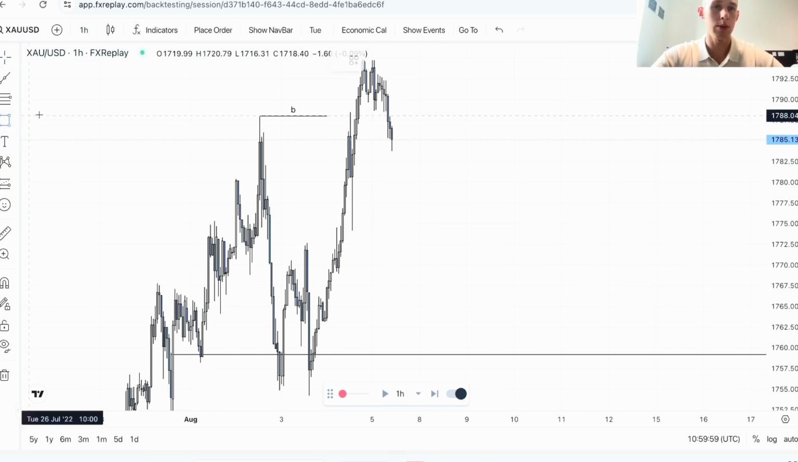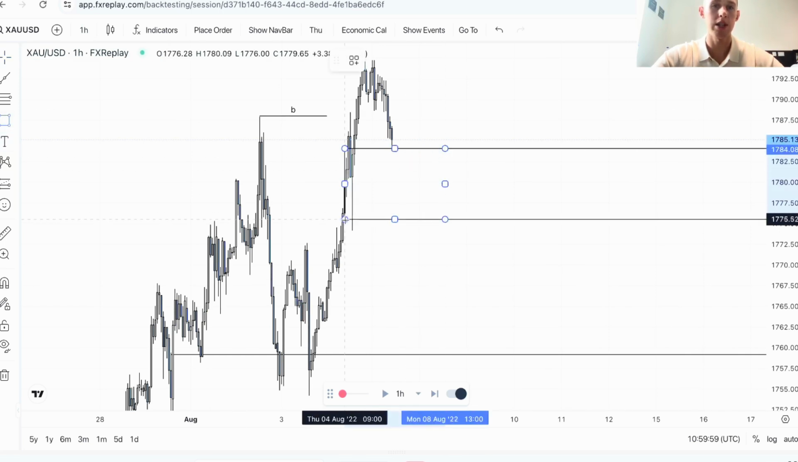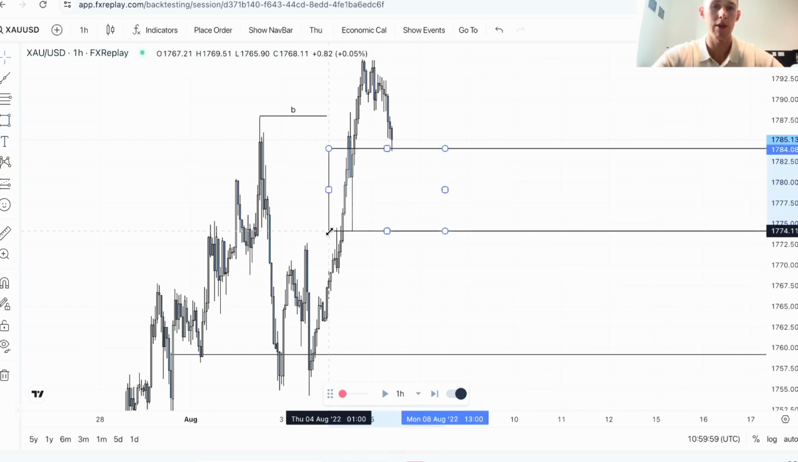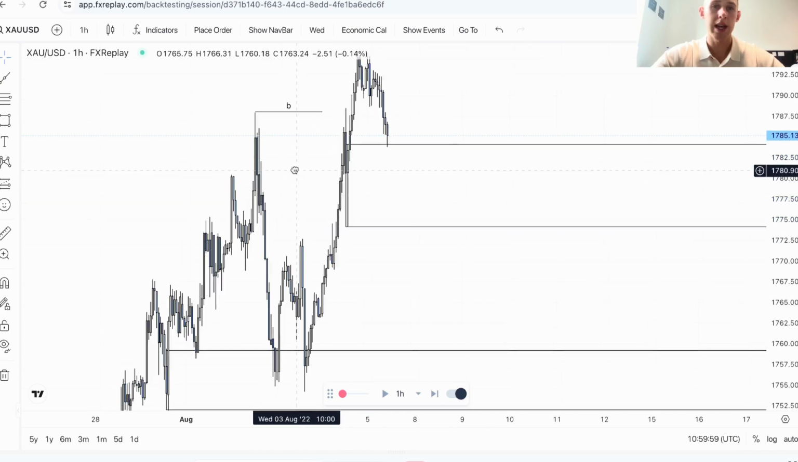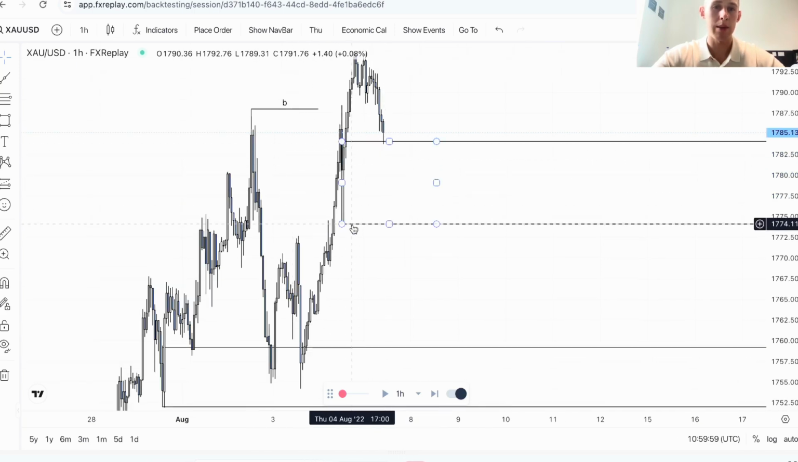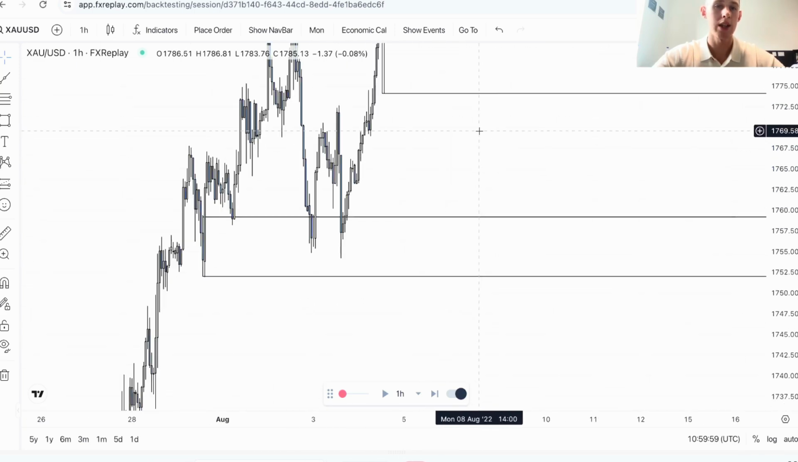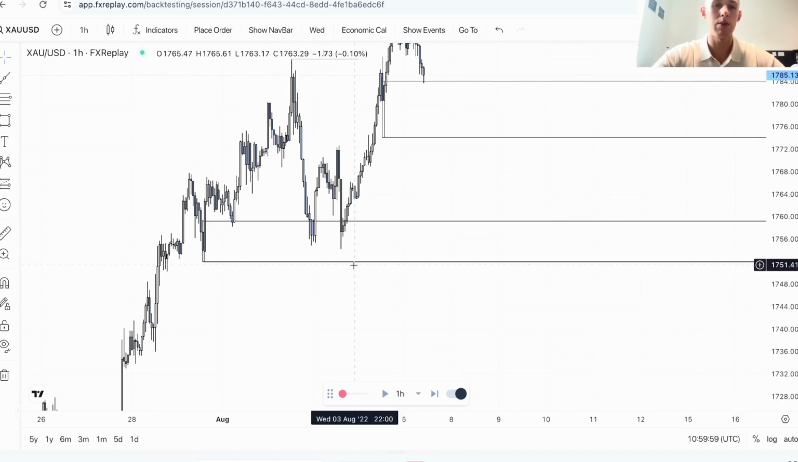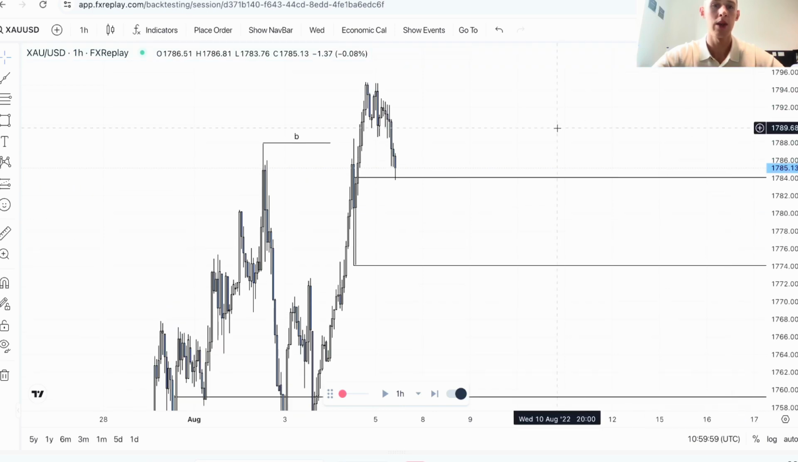The first one would be to see price potentially react from this area of demand we have right here. The second would be if it came down and swept this low, that would also be valid. If not, you will probably see price come and liquidate all of these lows down here. So we could also see that.